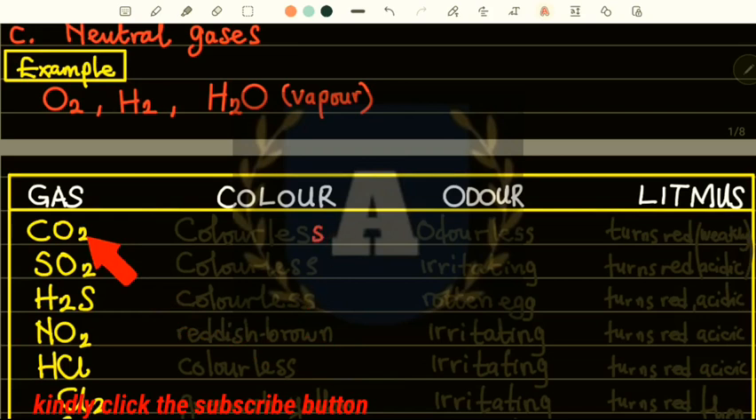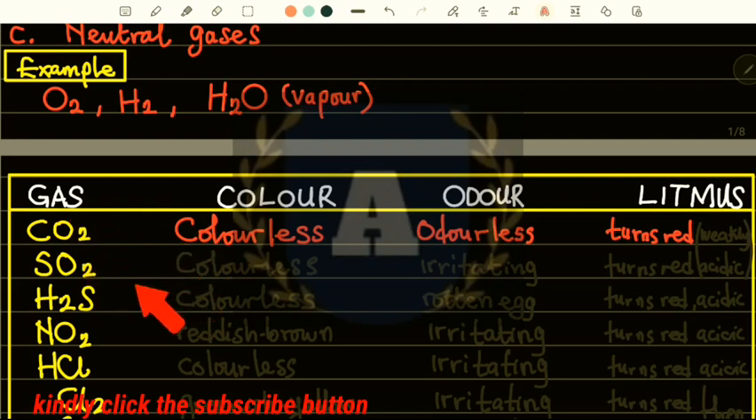Carbon(IV) oxide is a colorless gas. It is odorless, and on litmus paper it turns red. It is a weakly acidic gas. This gas here is actually a weakly acidic gas.